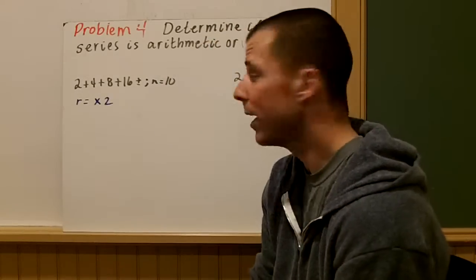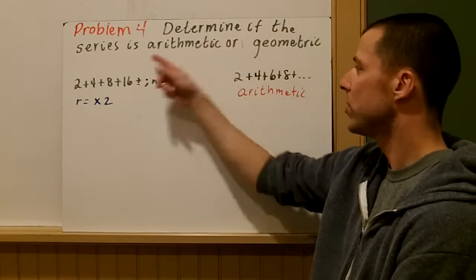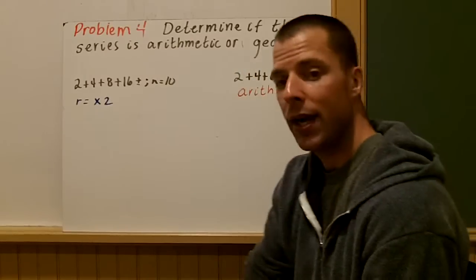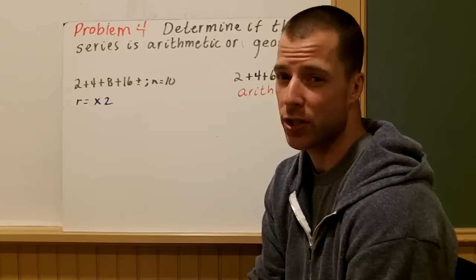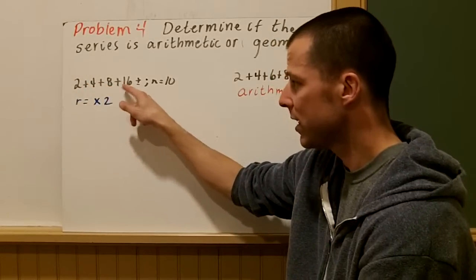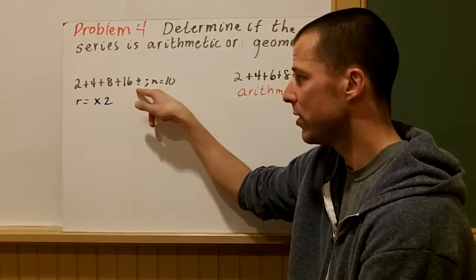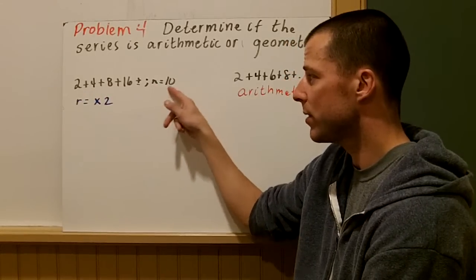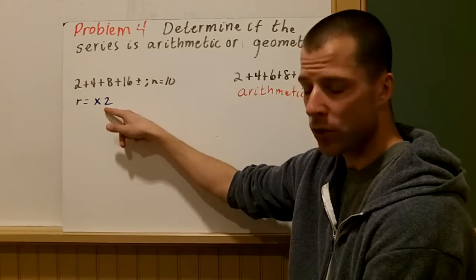And last problem, problem number 4. Determine if the series is arithmetic or geometric. I just wanted to put 2 examples here just so you could see. You go from 2 plus 4 plus 8 plus 16. You can see you're multiplying each term by 2. And then let's say there was 10 terms. That's a multiple of 2.